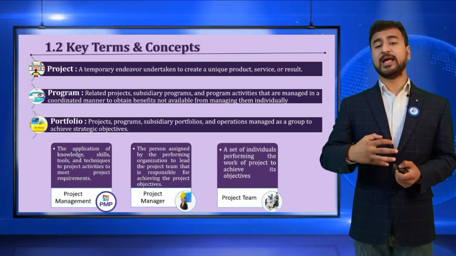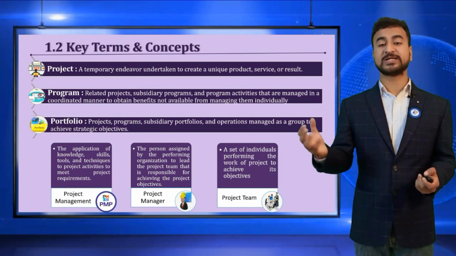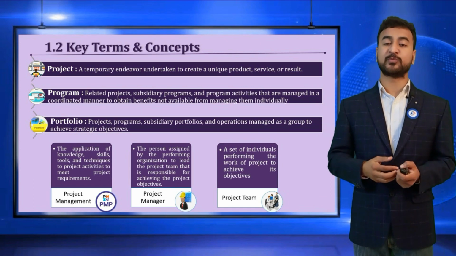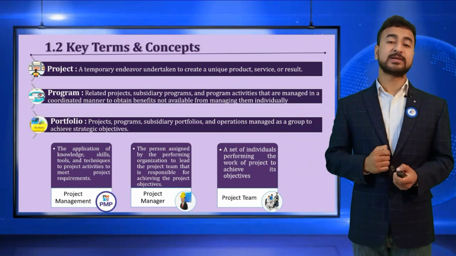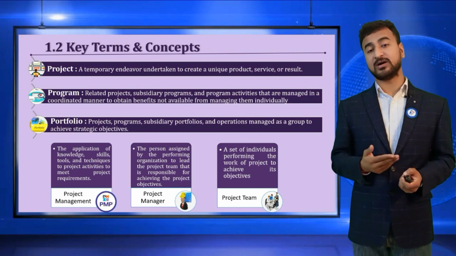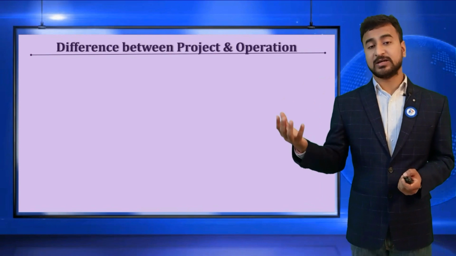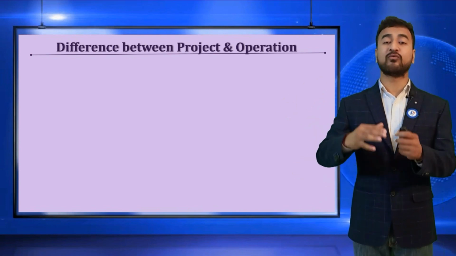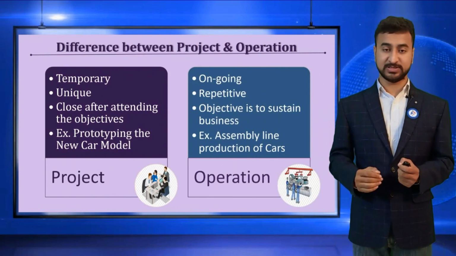And the project team is a set of individual professionals performing project-related activities. It has cross-functionality, and it generally reports to the project manager. So this is the project team. So these are some standard terms. Apart from that, there are other terms that I am going to explain, but before that I would like to explain the difference between the project and the operations.